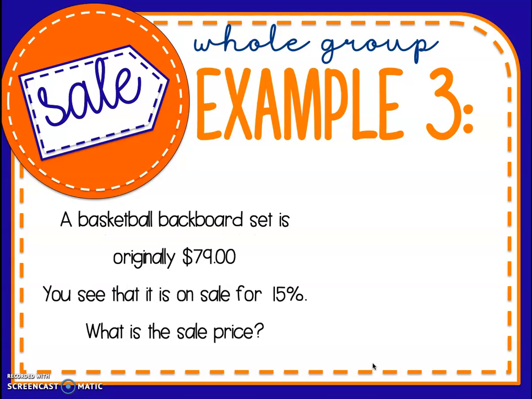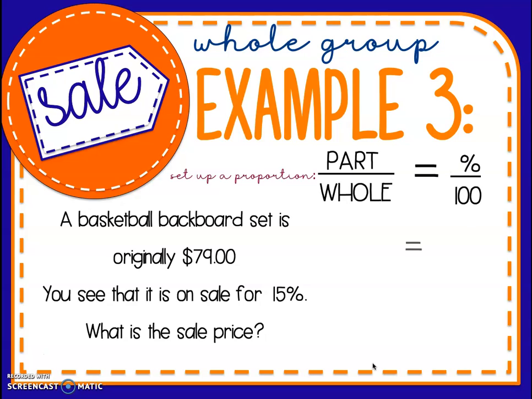It says a basketball backboard set, the whole set, is originally priced $79. And you see that it's on sale for 15% off. What is the sale price? So we're going to set up our proportion. We know that the whole price is $79. We know that percent's always out of 100, so this is 100. And we know it's 15% off. We're looking for the part that we're getting off, our amount off, so that's our question mark.